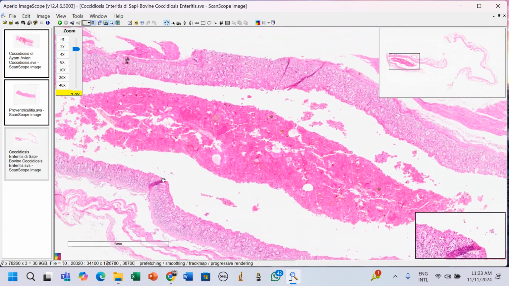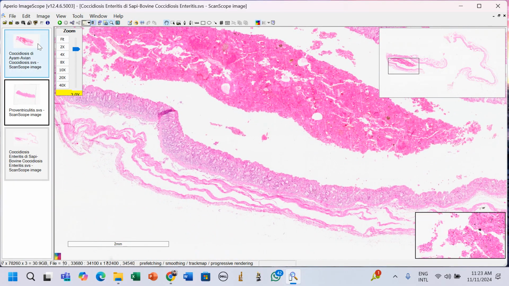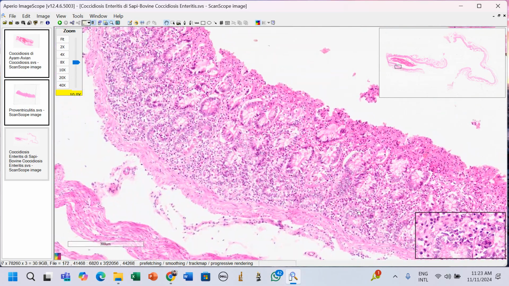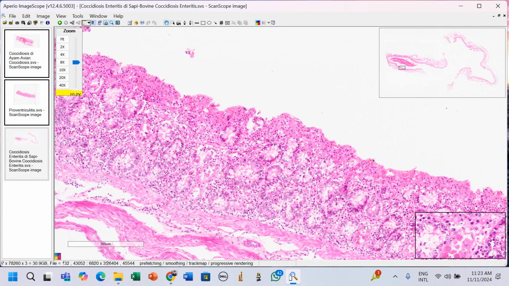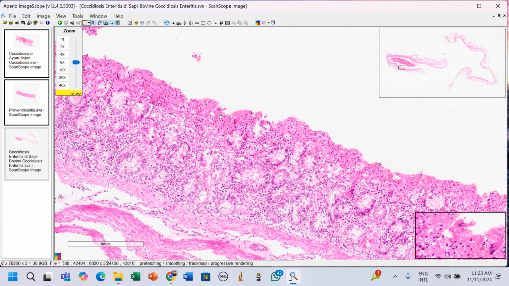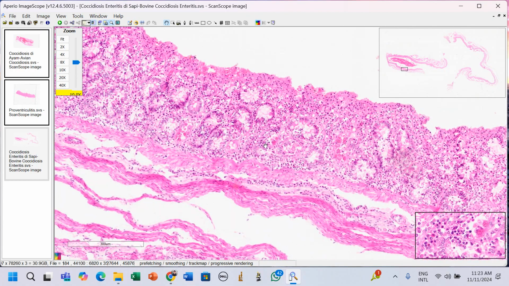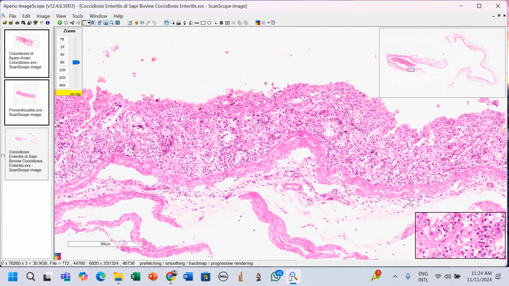This is just like I said, the fibrinonecrotic materials inside the lumen. Okay, I will magnify here. This is the epithelial desquamation with necrosis in the upper part of the mucosa of the large intestine. This is also, I guess, in the large intestine, in the colon. Previously it was in the cecum in chicken, but in cattle this is in the colon.